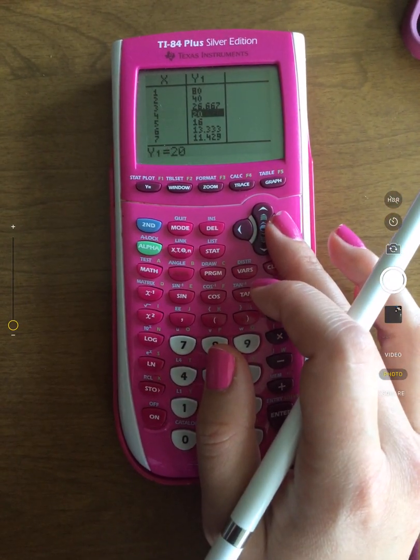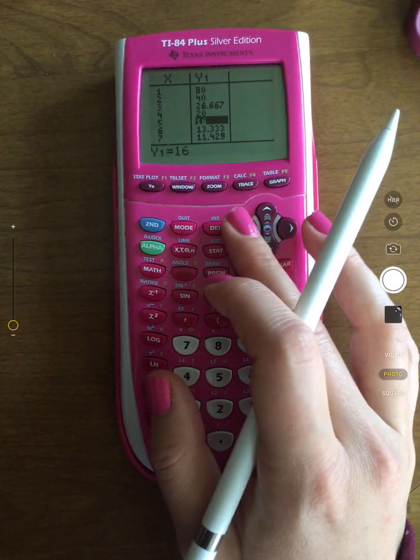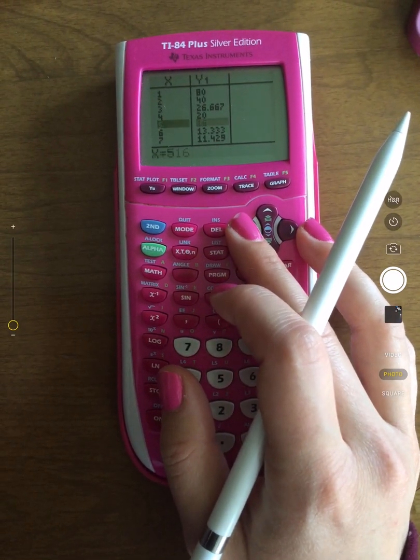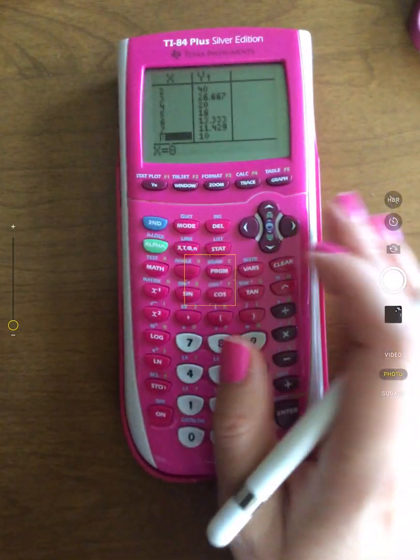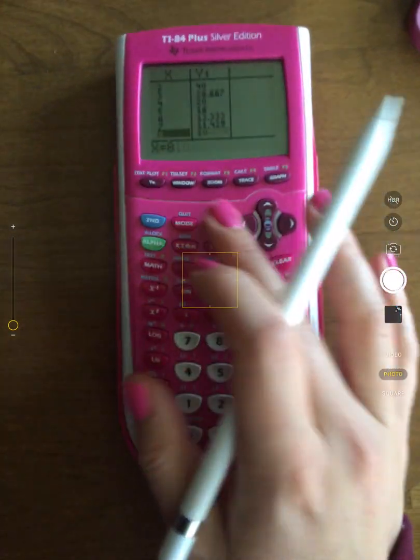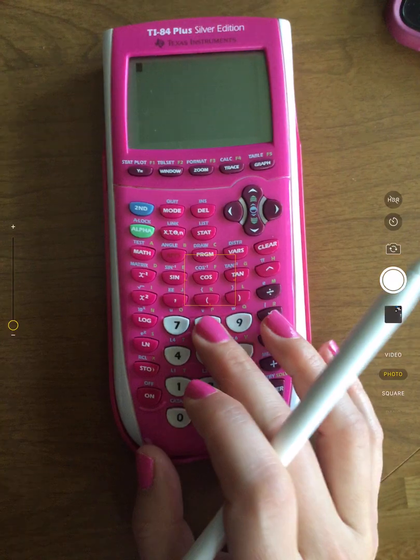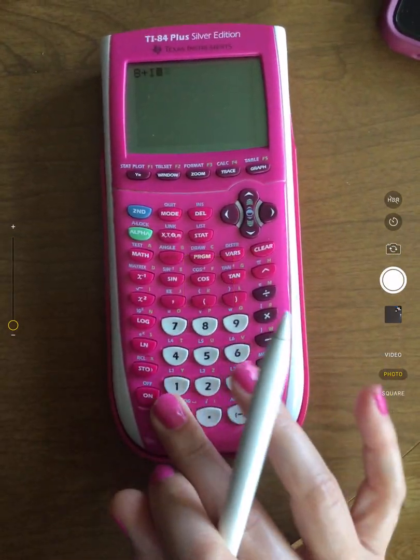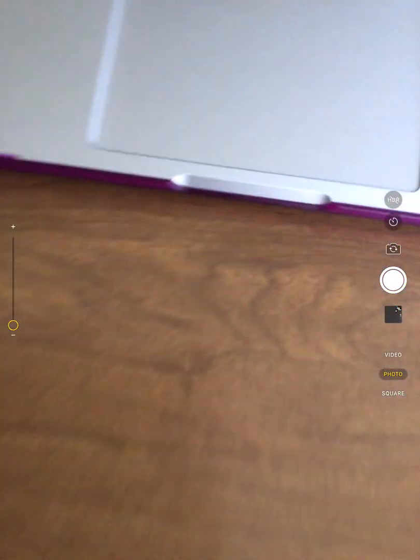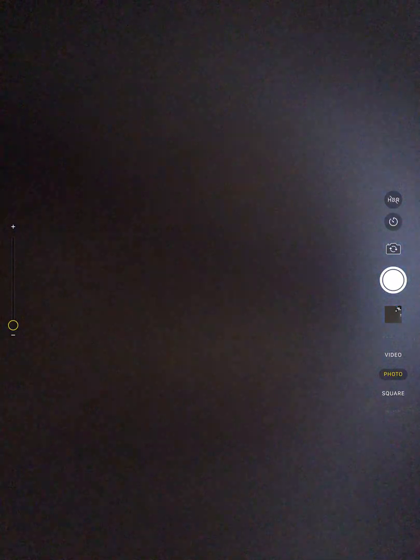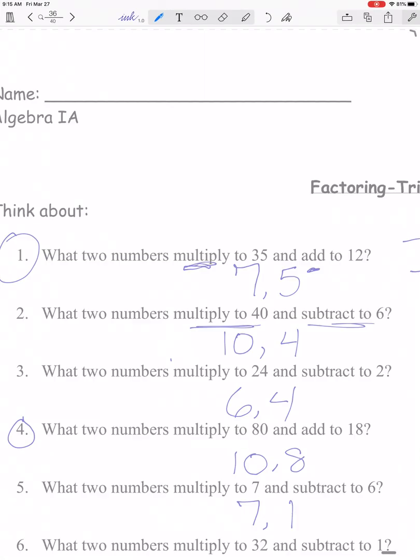4 plus 20, that doesn't add to 18. 16 and 5, that doesn't add to 18. Oh, what about 8 and 10? Let's see. If I quit out of the screen and try it, 8 plus 10, does that give me 18? Yes, it does. So 8 and 10 would be my numbers.